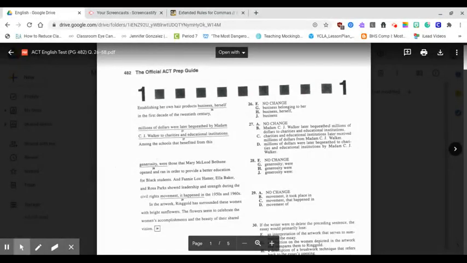The first answer choice is no change, so we'll read the entire sentence as it is. Establishing her own hair products business, herself in the first decade of the 20th century. Let's plug in answer G. Establishing her own hair products business belonging to her in the first decade of the 20th century. Let's plug in answer H. Establishing her own hair products business, herself, in the first decade of the 20th century. And then J, establishing her own hair products business in the first decade of the 20th century.